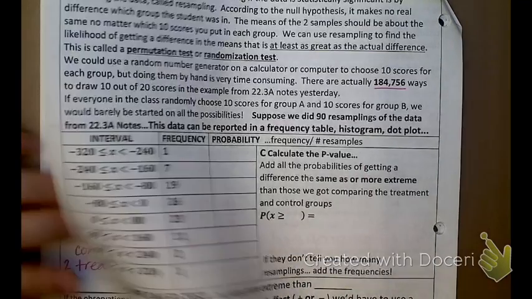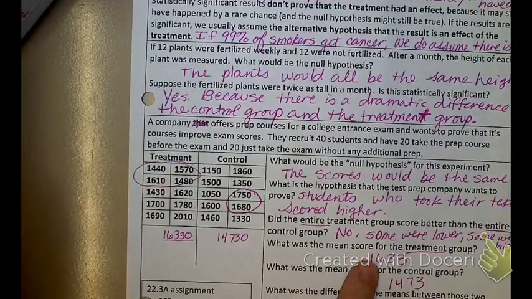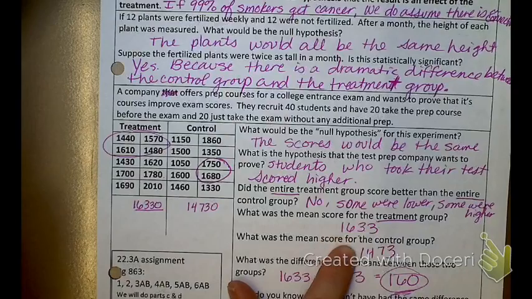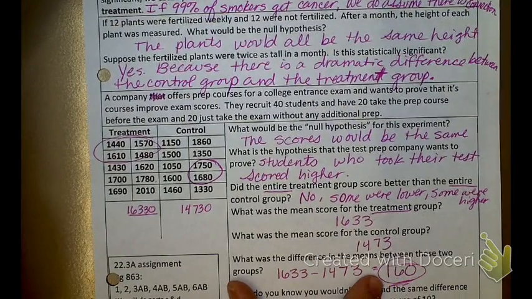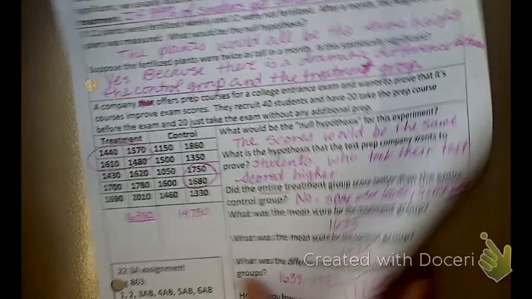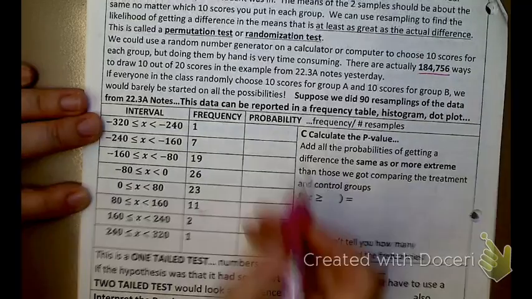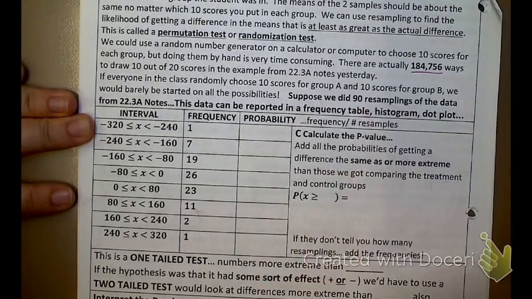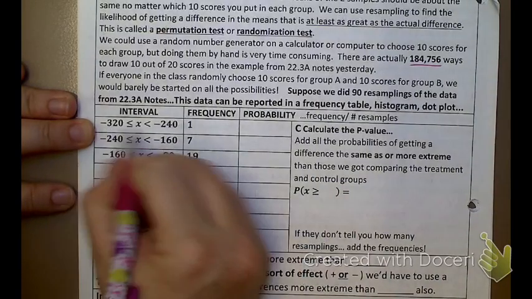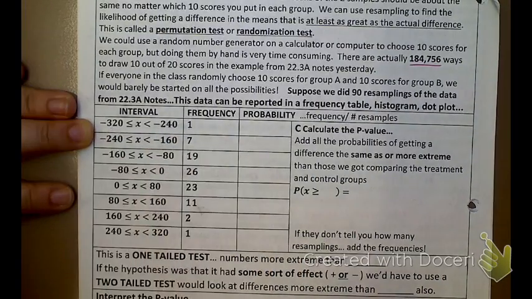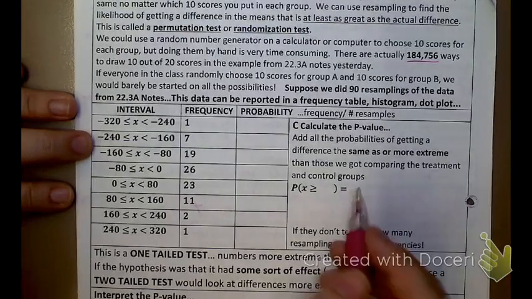So what we're doing is looking at, remember, we took the 10 scores and we found the mean of the treatment group, the mean of the control group, and then the difference. So we're really looking at the difference. We had a positive 160 there. Now, the difference could be negative. So we have some intervals. Of those 90 times that we re-chose those scores, one of those times the difference was between negative 320 and negative 240 when we subtracted the two means of the two groups.